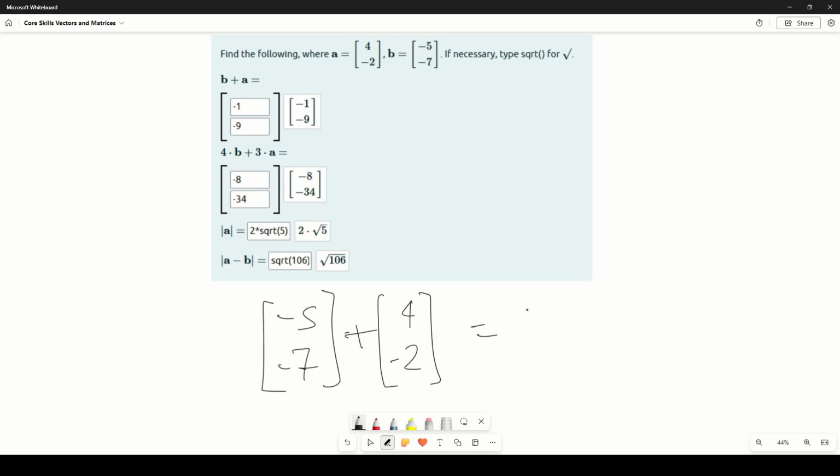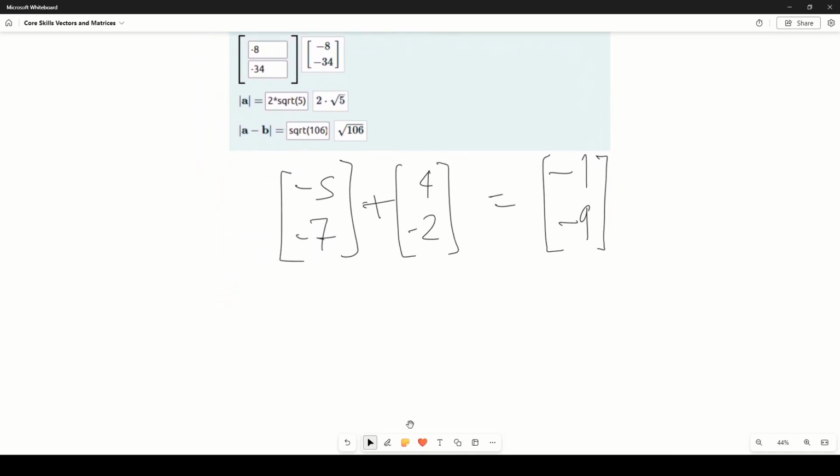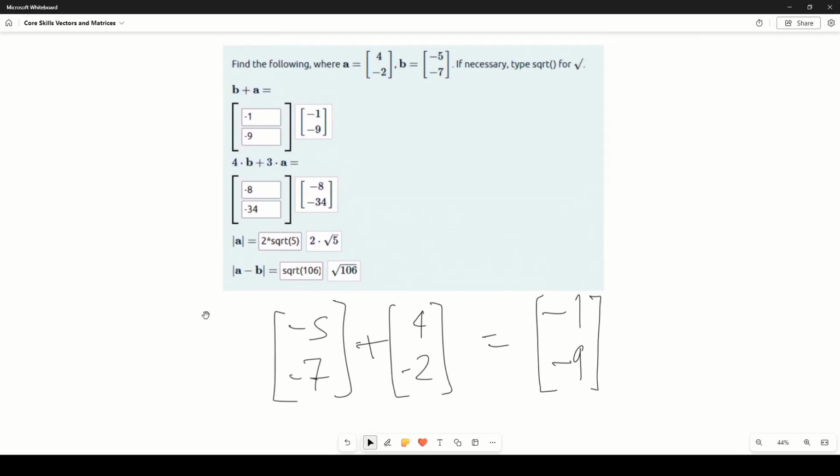And we get that that is -1 and -9. And for 4b plus 3a, we're doing pretty much the exact same thing as we were doing with the vectors. First, we're going to multiply both of these by 4 and 3 respectively.